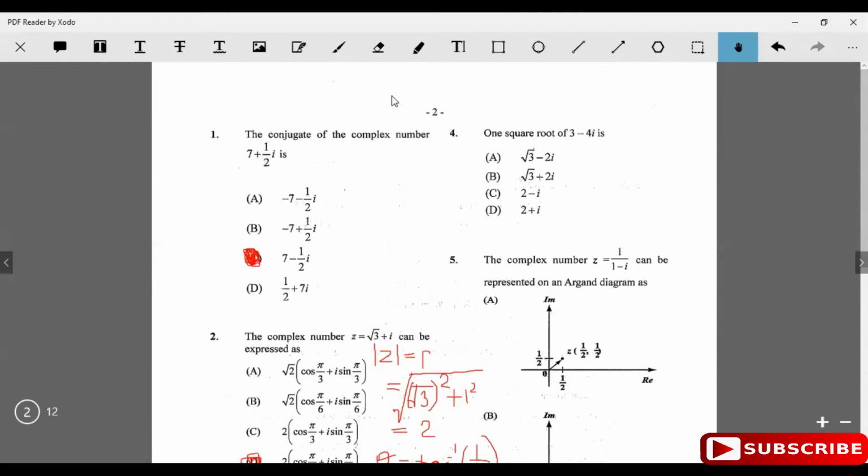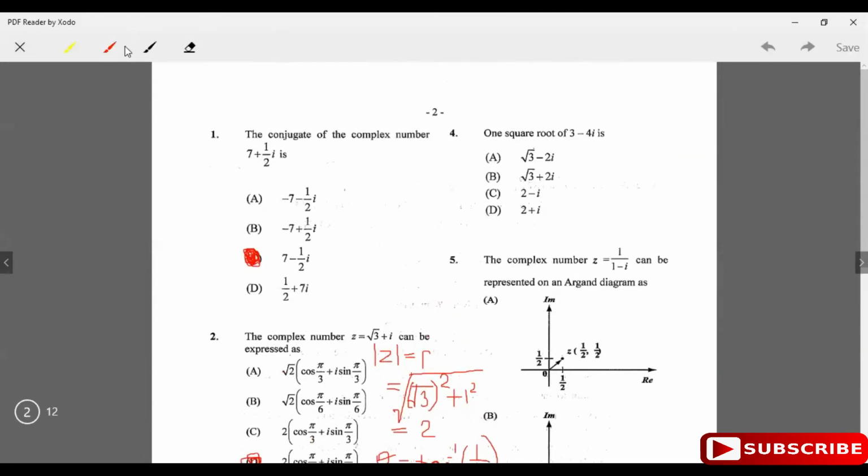All right, now this is a repeat question. The square root of 3 minus 4i. This is a repeat question. This is C. And the method I said to check it is, what you can do is just square it. So we write down 2 minus i. When you square 2 minus i, what you're going to get is 4 minus 4i plus i squared.